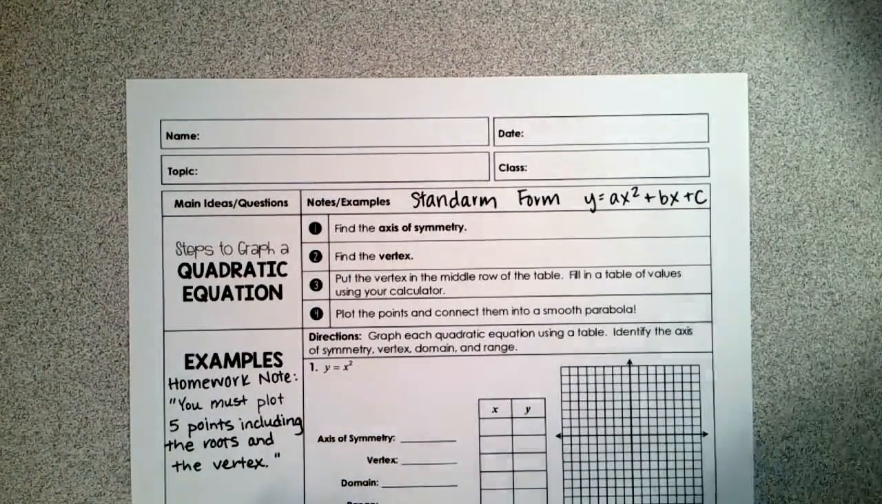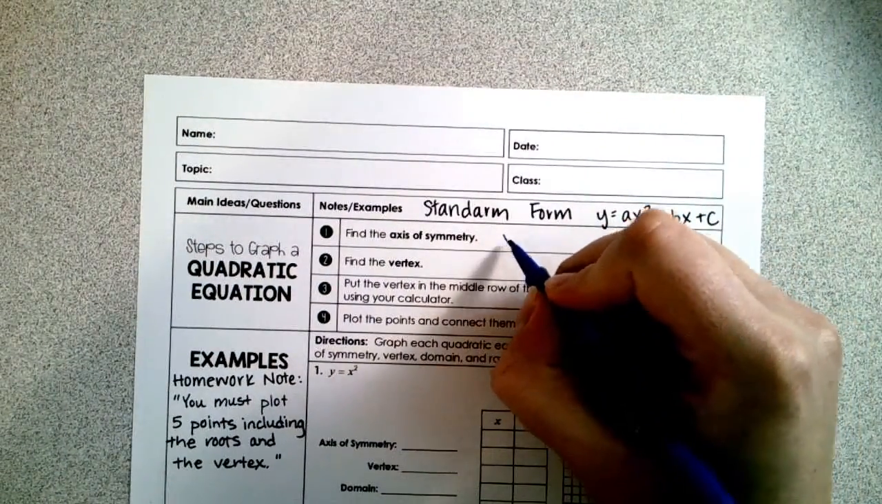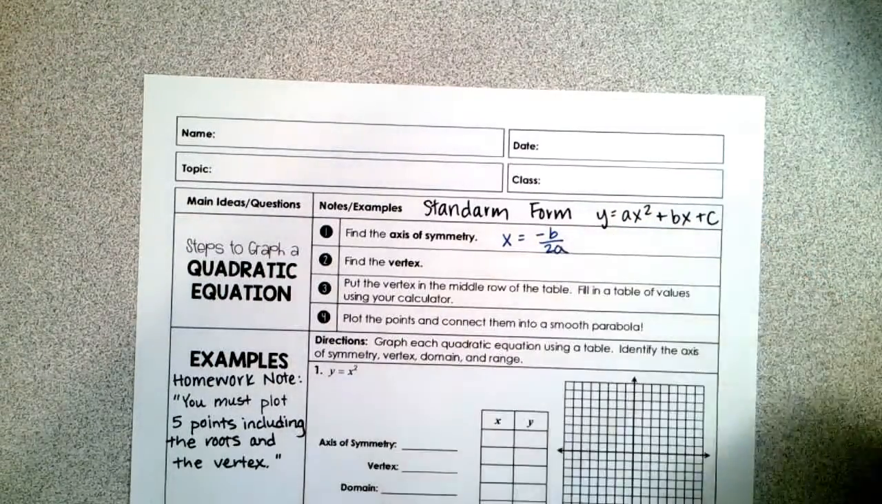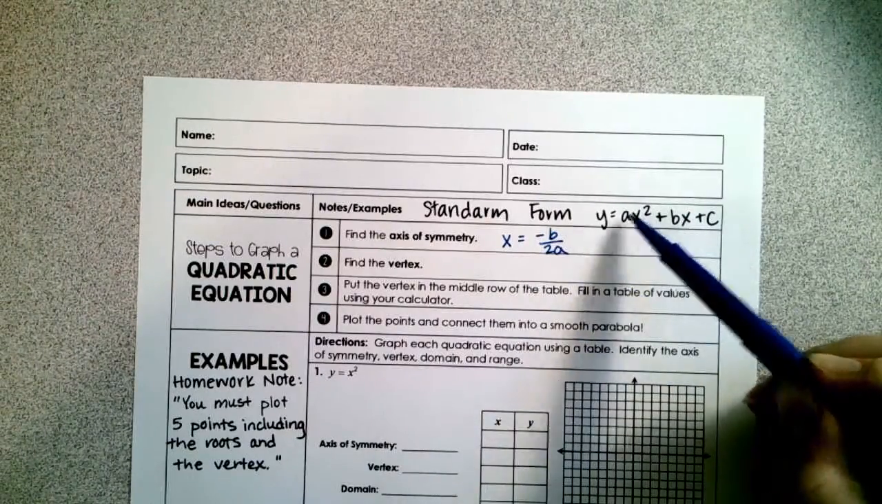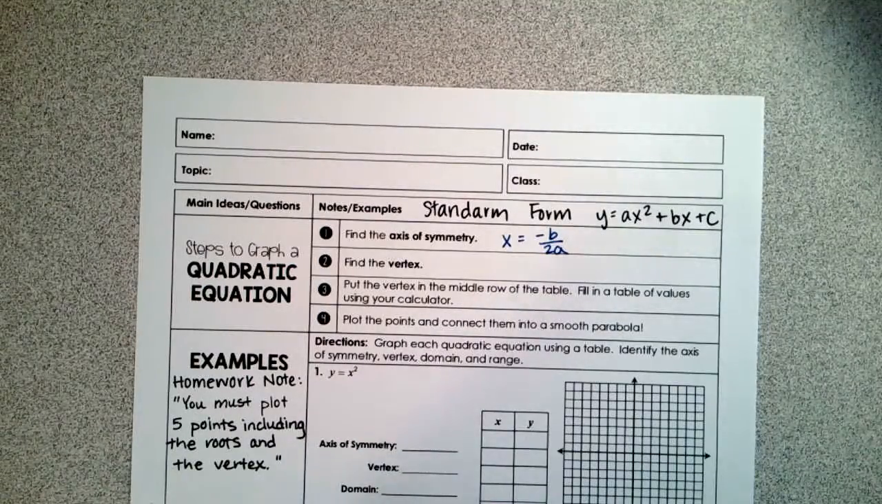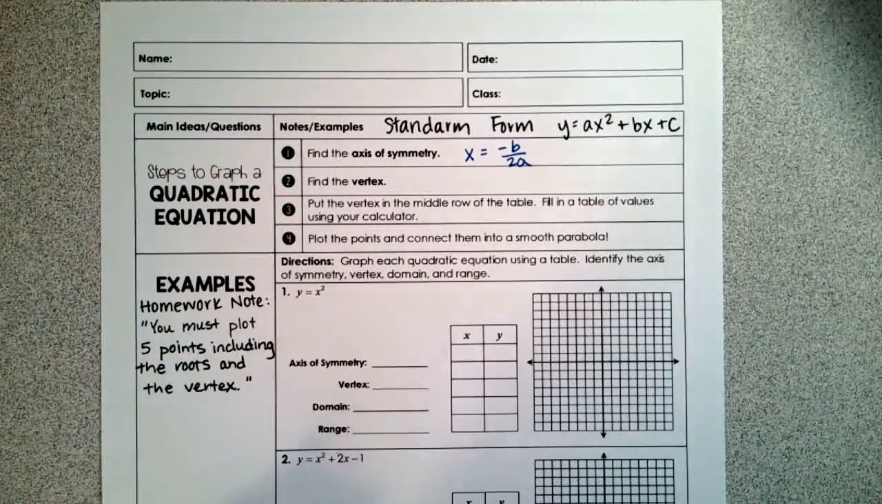So step 1 of graphing is finding the axis of symmetry, and we learned how to do this in the previous video. We have a formula to find the axis of symmetry. It's x equals negative b over 2a, where a and b come from the a and b in standard form. Next, we find the vertex, the same way we did in the previous video, and then we just use a table of values to find a few more points, and we connect our points with a smooth curve to make our parabola. So we'll do a couple of examples, and then I'll let you try some on your own.